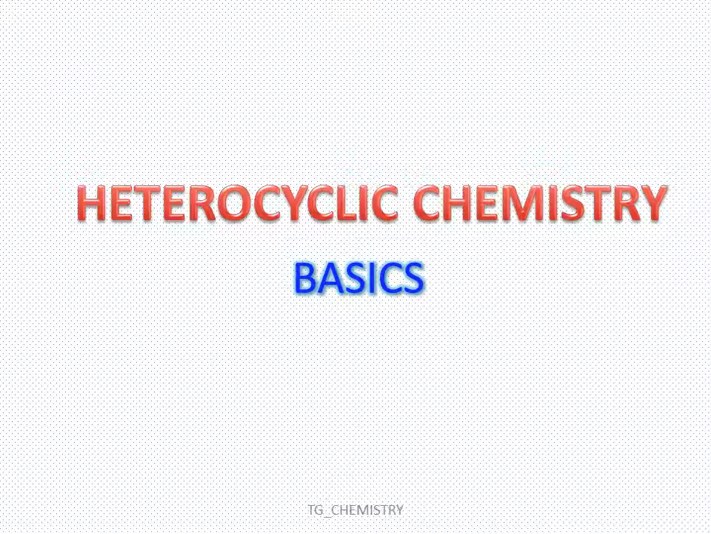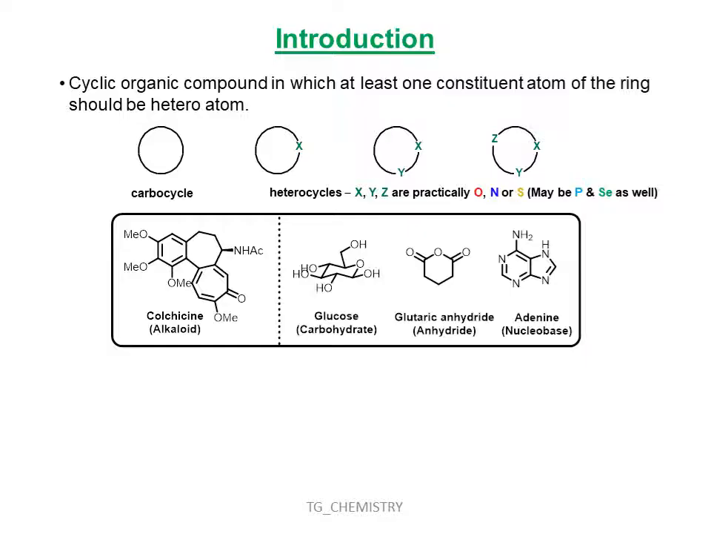Heterocyclic chemistry is a very important topic and a subdivision of organic chemistry. It covers more than 50 million, that is 50 × 10^6, organic compounds which are registered in chemical literature so far. So this is a very vast topic, and today I will talk about the basics of heterocyclic chemistry.